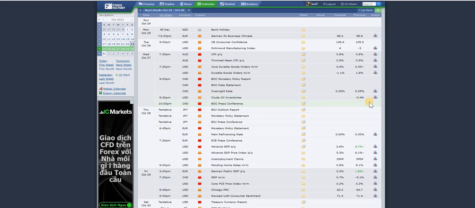So you just have to be aware of the news, especially if you're on the lower time frames. You're not going to be trading any Canadian pairs around the interest rate release. It's a 50-50 sort of thing.